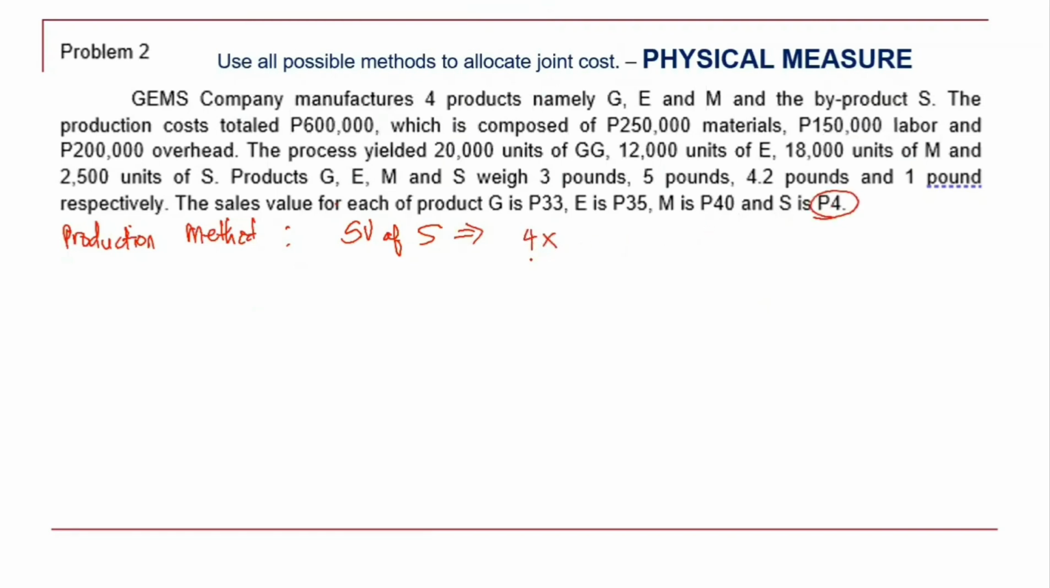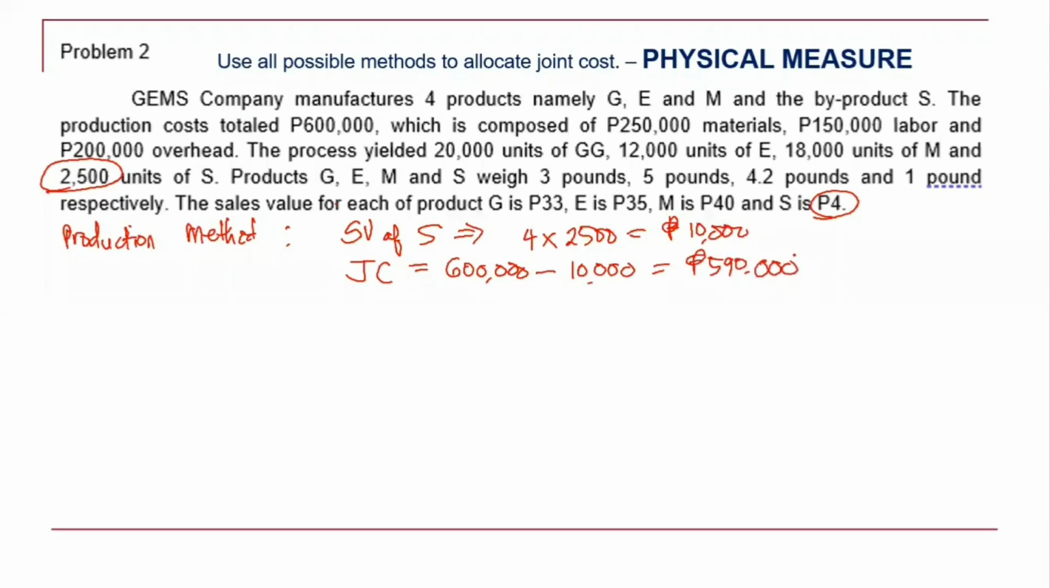4 times. Magkano ba, ilang units ba ang S? 2,500 units. So times 2,500 units, so that would be amounting to 10,000. Therefore, ang joint cost mo would be reduced by 10,000, so that would be 600,000 minus 10,000. So ang i-allocate natin na joint cost would only be 590,000. Tapos, yung proseso natin ng pag-allocate, parehas na lang kung ano yung natutunan natin kanina.